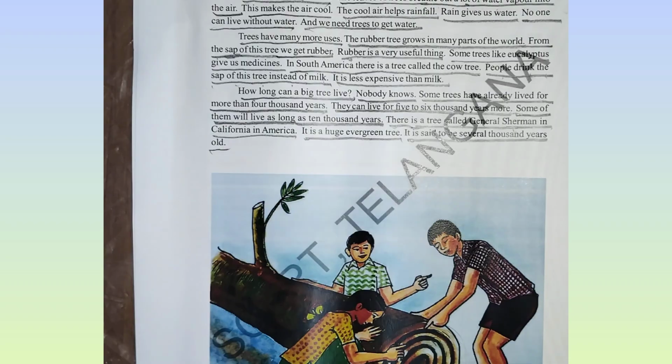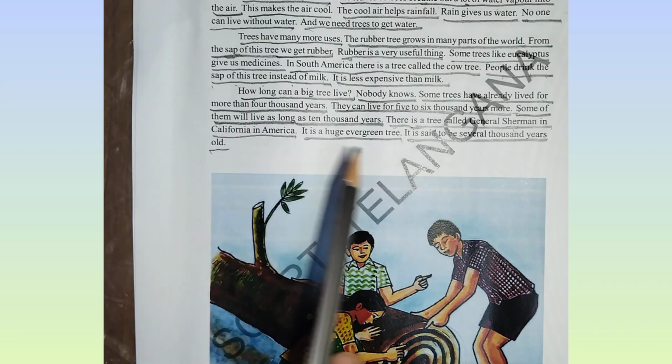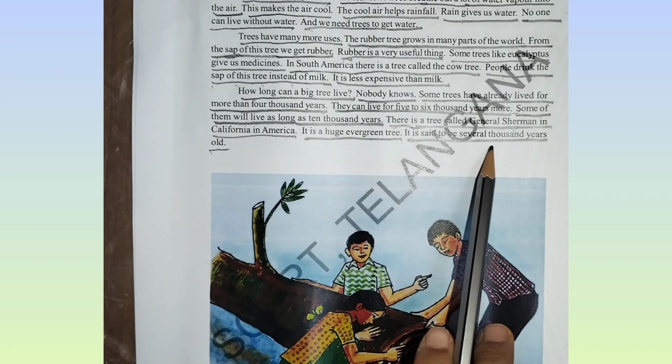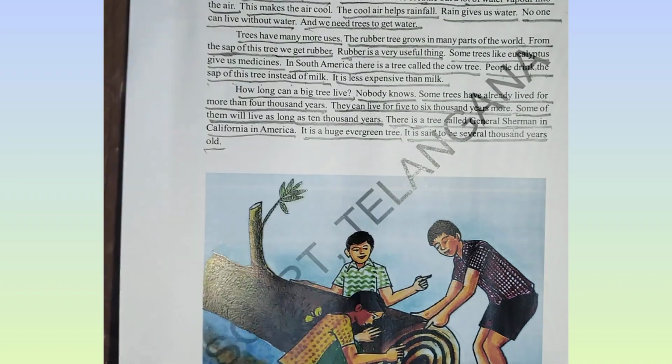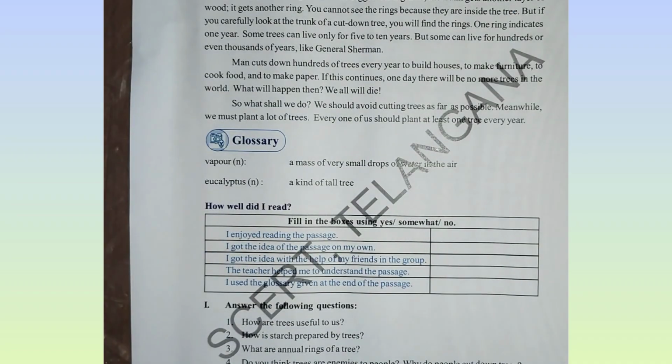Oh my God, it is really the oldest tree. Okay, 2200 to 2700 years old, a very huge evergreen tree, which is located in America, in California. It is said to be several thousand years old, which is a very old tree. Okay, turn the page.